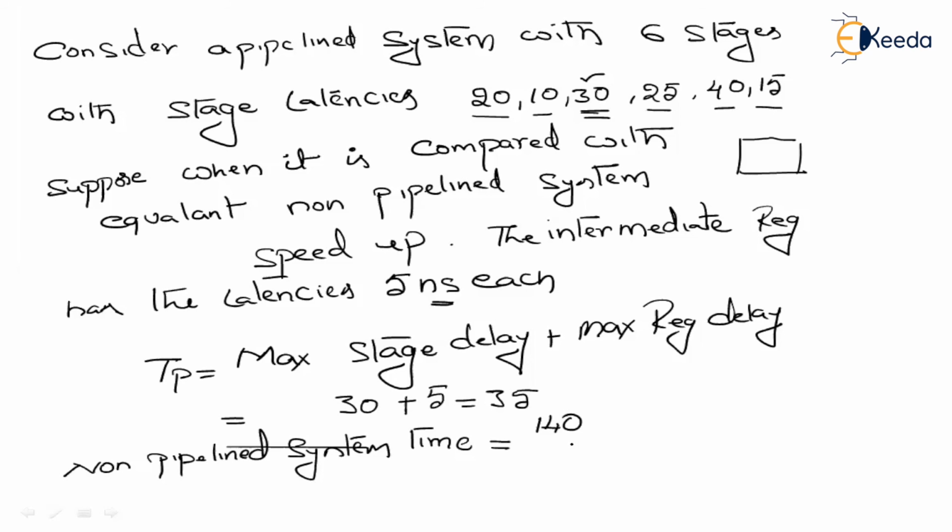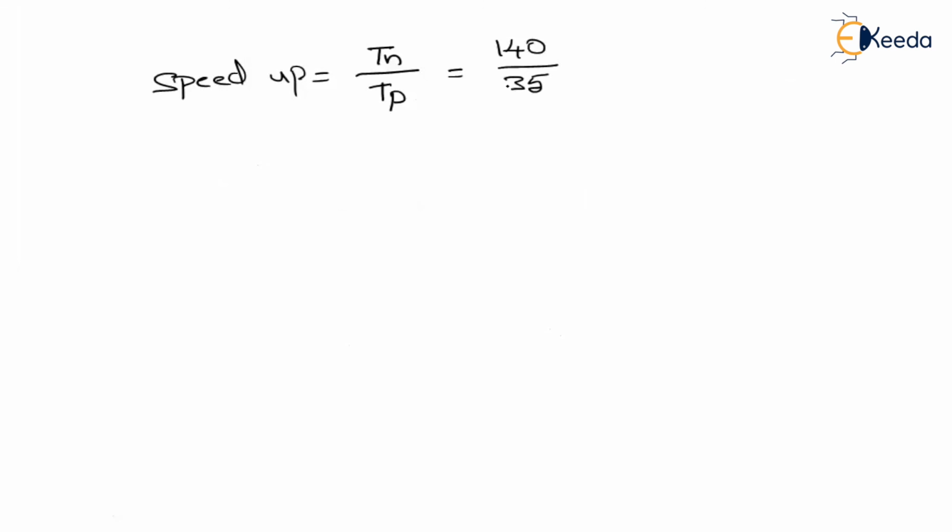This is non-pipeline system. But when it comes to the pipeline system, TP will be equal to max stage delay plus max register delay. So you can clearly see that max stage delay is equal to 30 and the register delay is equal to 5 nanoseconds each. So the pipeline system TP is equal to 35 nanoseconds. So the speed up is equal to 140 divided by 35 is equal to 4. Speed up in the system will be equal to 4.